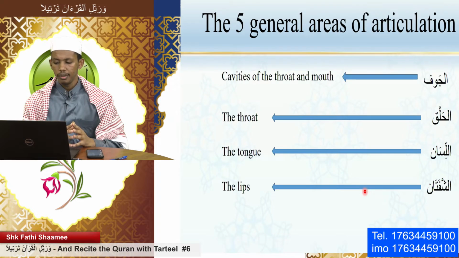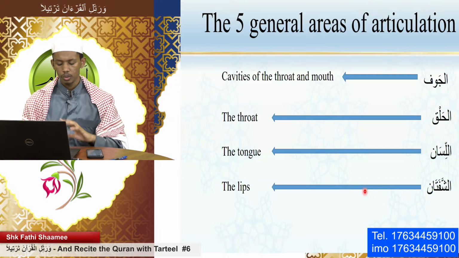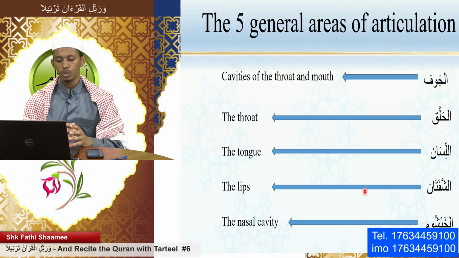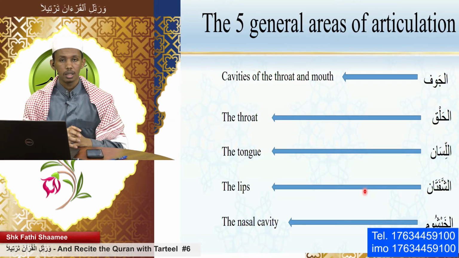And then the next area of articulation is the shafatan, which are the lips, right? The 2 lips are called shafatan, and the lips have a number of letters that are articulated from them, and it also includes about two articulation points, and we will mention later what those are. And then the last general area of articulation is al-khayshum, which is the nasal cavity, right? The empty space inside your nose is called al-khayshum, which is the nasal cavity. So the empty space in your nose.